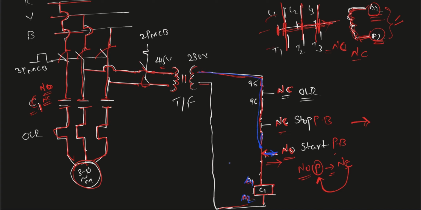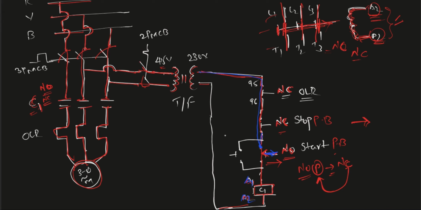Now to complete this circuit, to make it a complete circuit, we have to connect a latching contact. Here comes the picture of the latching contact. A latching contact is also a normally open contact.